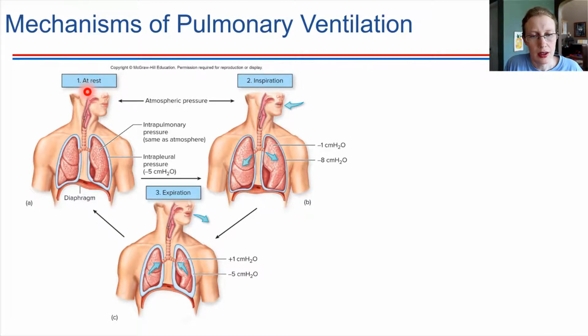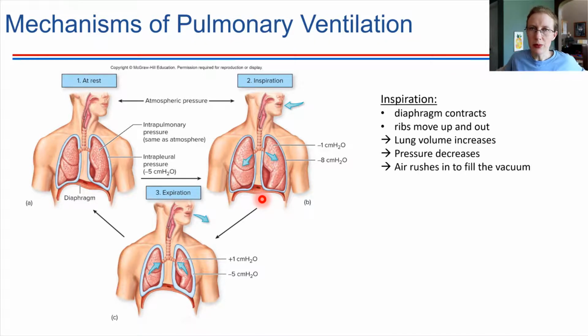Let's move on over to this picture. During inspiration, let's compare the pictures here. See how the diaphragm flattens and moves downwards? That's one thing that takes place. The other thing that takes place is the ribs. You can feel this on your own body as you breathe inwards. The ribs actually move out and also upwards, and that helps to expand the entire thoracic cavity. Those two things cause the lung volume to increase quite dramatically, and consequently the pressure decreases and air rushes inwards as a result.